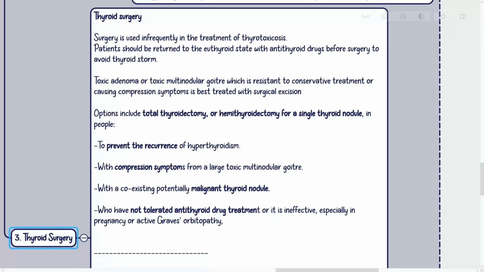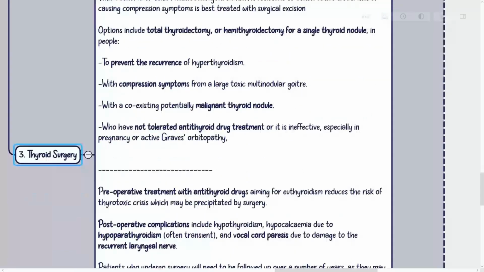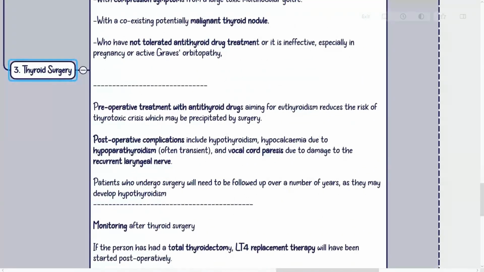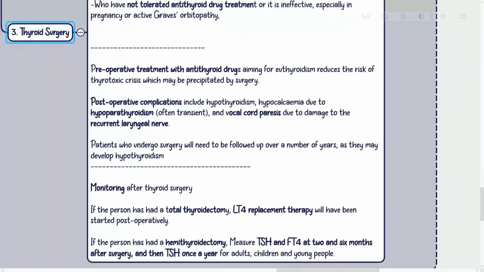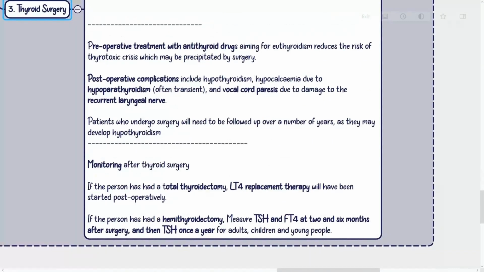hyperthyroidism with compression symptoms from a large toxic multinodular goiter with a coexisting potentially malignant thyroid nodule who have not tolerated antithyroid drug treatment or it is ineffective, especially in pregnancy or active Graves' orbitopathy. Preoperative treatment with antithyroid drugs aiming for euthyroidism reduces the risk of thyrotoxic crisis, which may be precipitated by surgery.